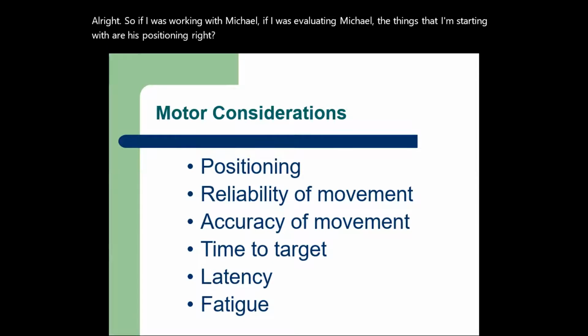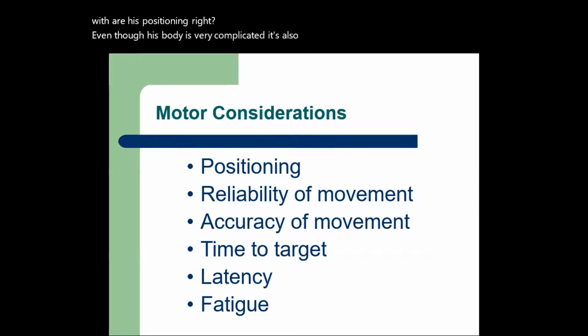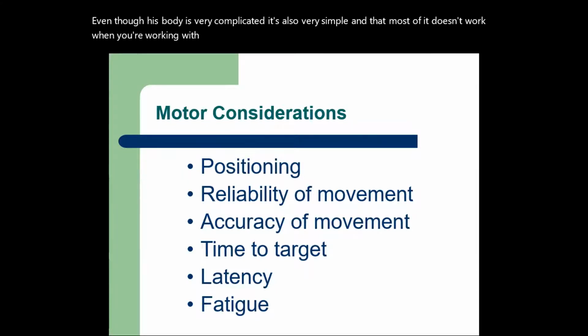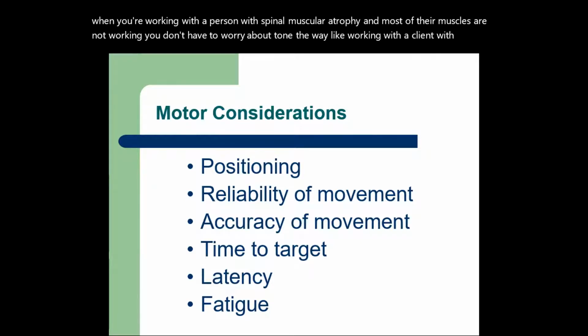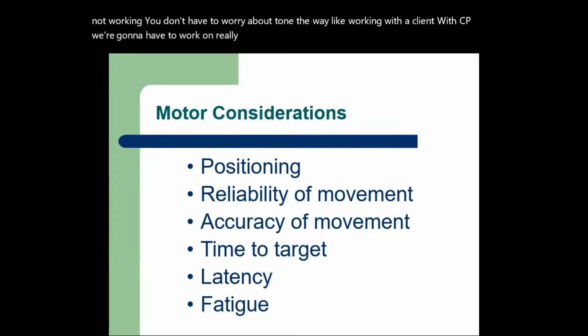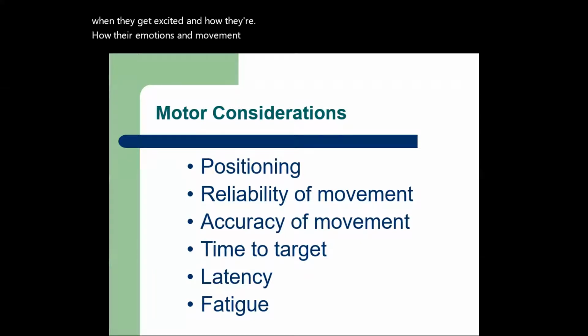Even though his body is very complicated, it's also very simple in that most of it doesn't work. When you're working with a person with spinal muscular atrophy, and most of their muscles are not working, you don't have to worry about tone the way you do working with a client with CP. We're going to have to work on really good positioning, inhibition of tone, and then what happens when they get excited and how their emotions and movement affect their tone and positioning.